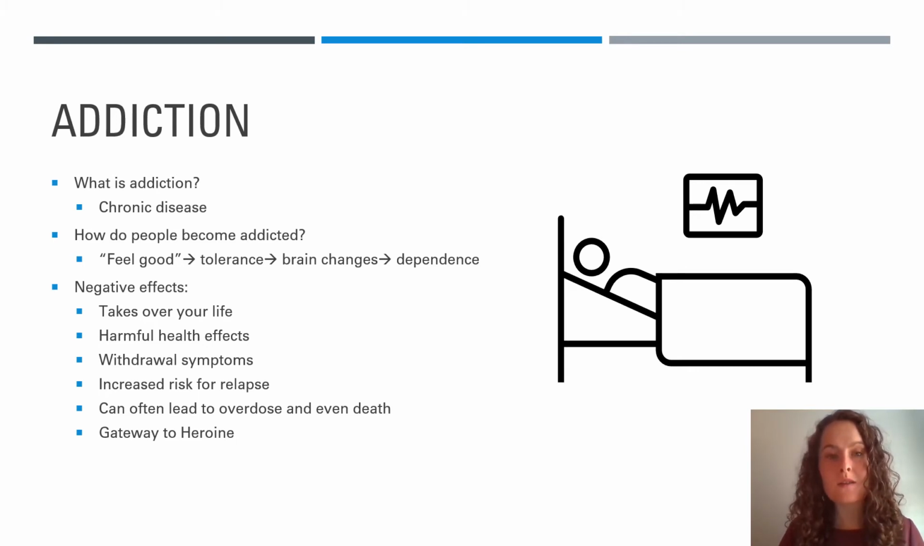So how exactly do these people become addicted? Well, when you take these drugs, it works with the reward system in our brain. This reward system produces endorphins and other chemicals such as dopamine and serotonin.